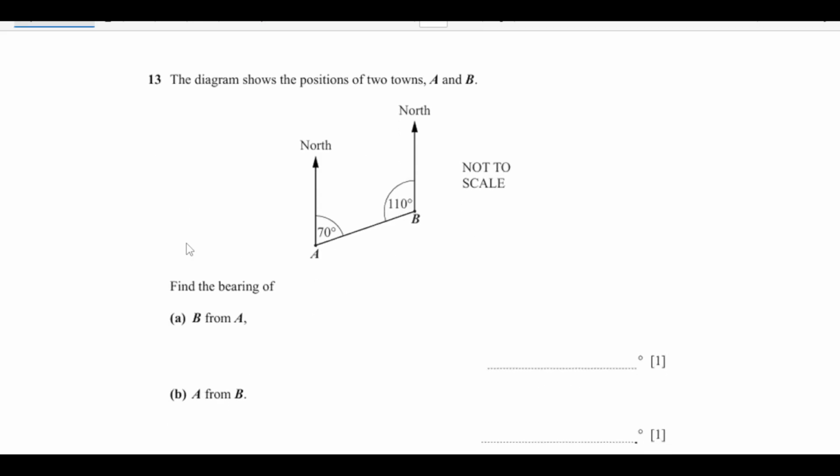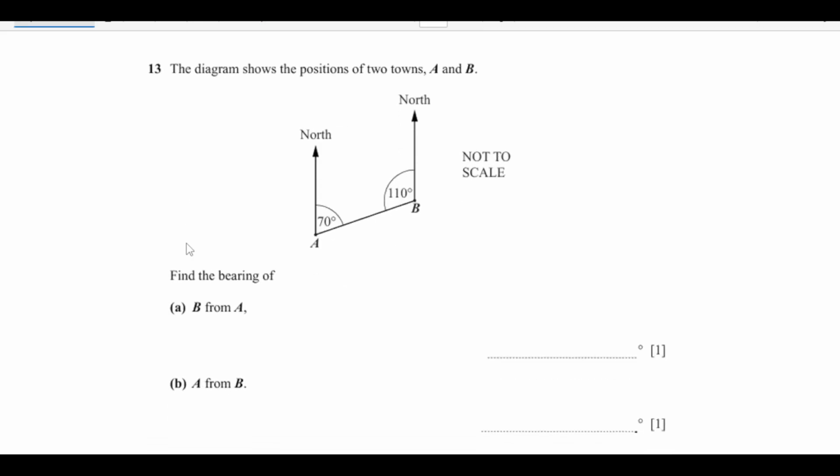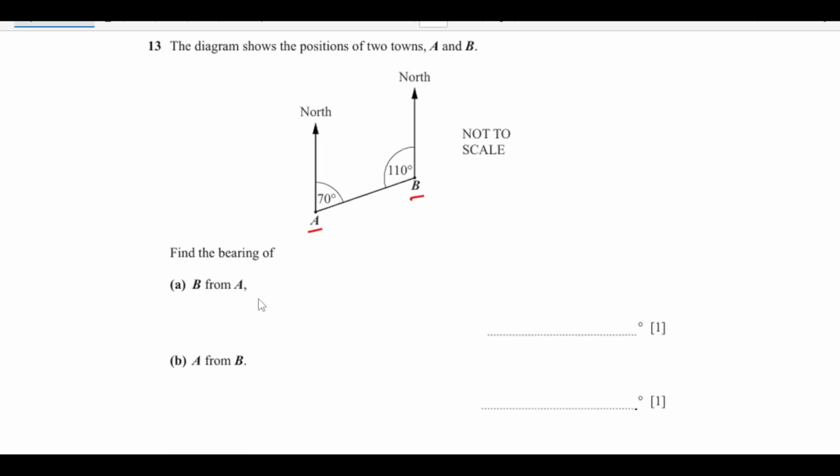Now the diagram shows the position of two towns A and B. Here is town A, here is town B. Find the bearing of B from A. I have told you in previous videos also, whenever you see this kind of question, put a circle on 'from'. B from A. So from A means you go to this point at A. So from A to B, you are going to go from here. This angle here is 70 degrees.